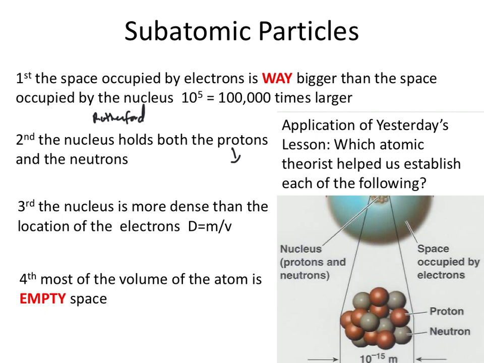Okay, and so we're going to attribute that once again to him. And the neutron was discovered by Chadwick. Okay. The nucleus is more dense than the location of the electrons. Once again, that's going to be Rutherford and his gold foil experiment.